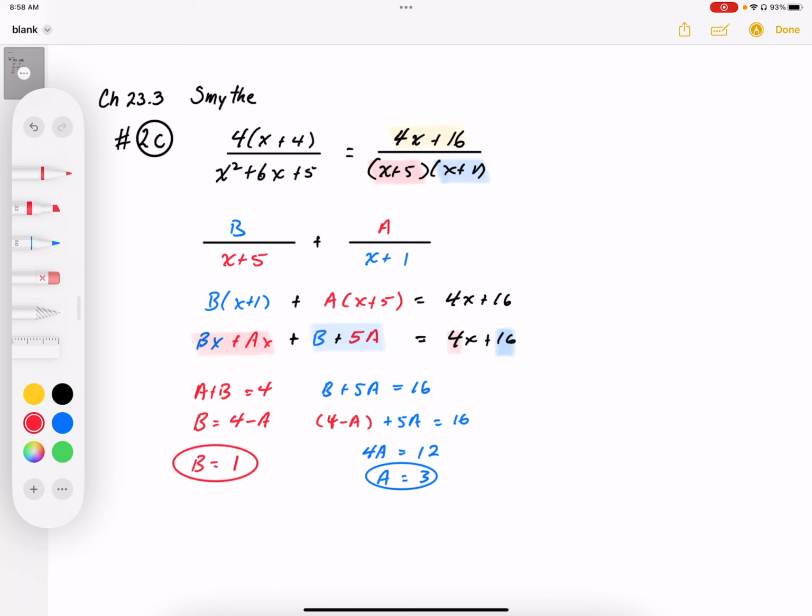Okay, so my partial fraction then is going to look like this. It's going to be 1 over x plus 5 plus 3 over x plus 1. Okay, and we can always test this and check this by adding those two fractions together, and we should end up with the fraction that we started with.